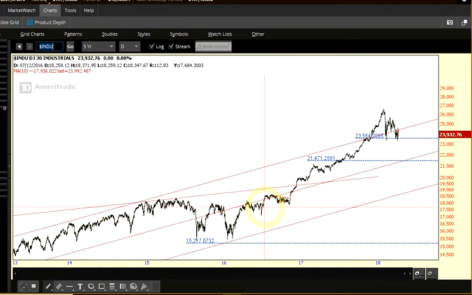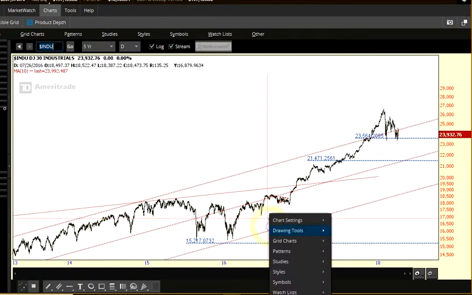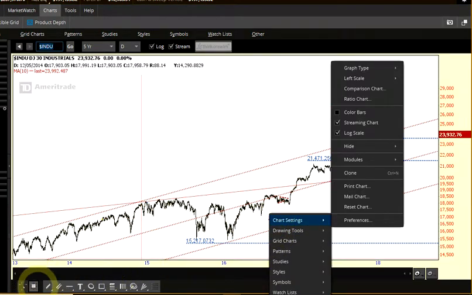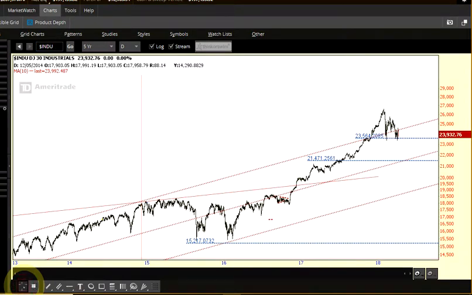This right here, if we zoom in on this area right here, oh shoot, I got my drawing thing on. Hold on one second, let me take that off. Let's zoom in on this area right here.